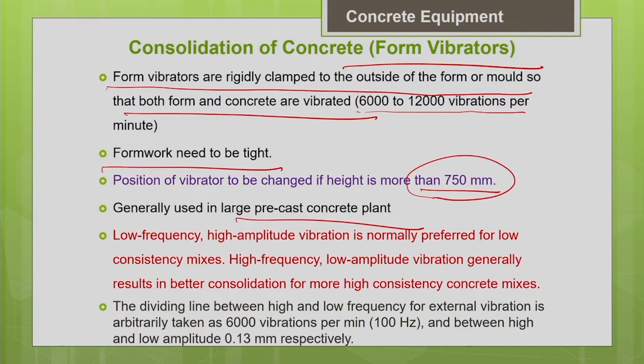As I told you, why do we go for these kinds of indirect methods? Because the direct method of internal vibration, the needle vibrators, is not feasible in certain cases, because the section is very thin or the section is densely reinforced and the reinforcement is so congested that I cannot insert my vibrator inside. In those cases only we go for these indirect methods or external form vibrators. Sometimes, in addition to the internal vibration, we supplement it by adding this external vibration also; that is also possible.